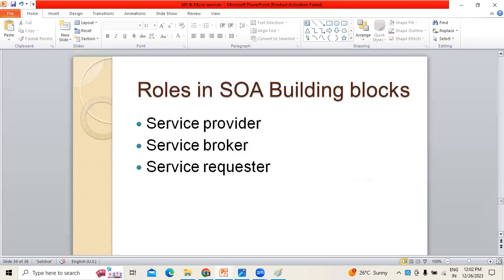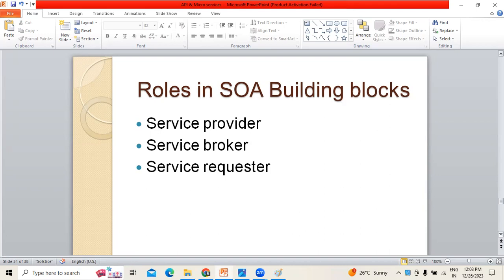Now, the next point: what are the roles? We have discussed why we are using service-oriented architecture and what patterns are involved in it. Now we need to discuss the roles in service-oriented architecture when we are building blocks. Please write down roles in service-oriented architecture. Please make a note of it.